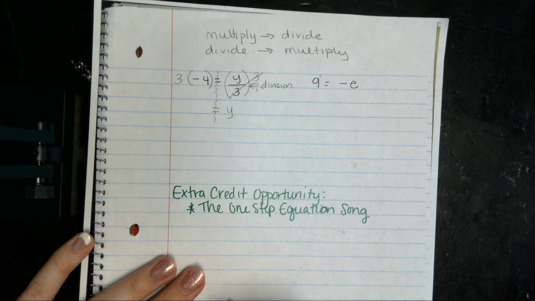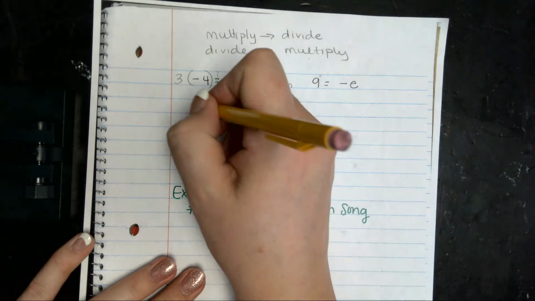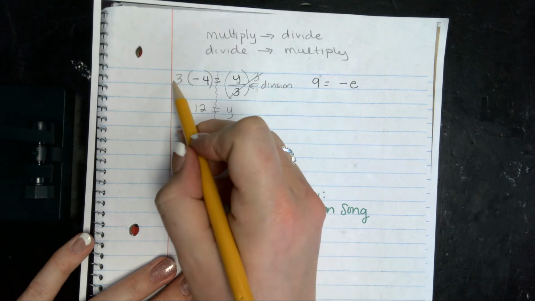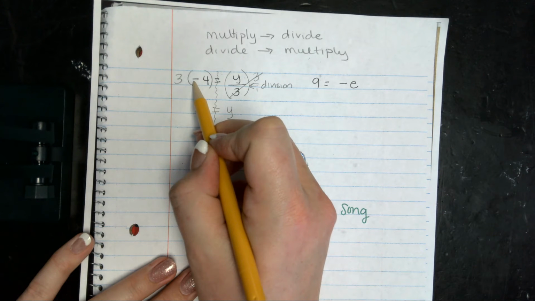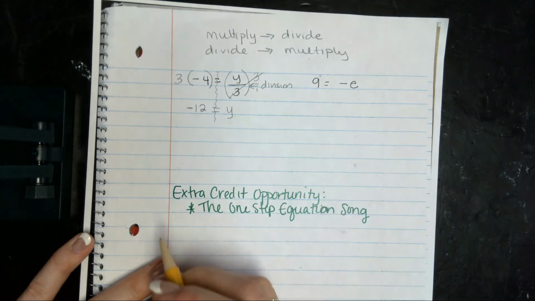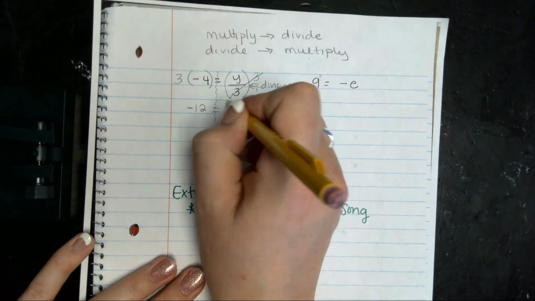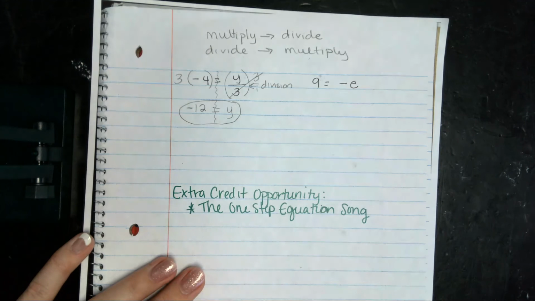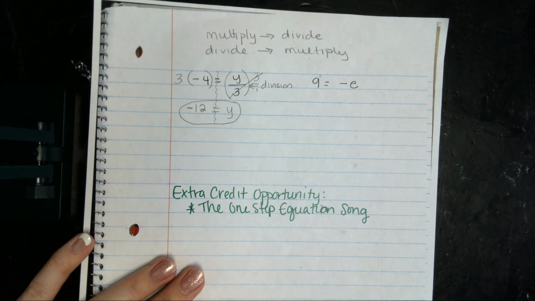Well, 3 times 4 gives me 12, and I have a positive times a negative. Ooh, that changes my sign. This now becomes negative. So I get negative 12 equals y as my final answer. Now, are we done yet? No, you're right. We have to check this.